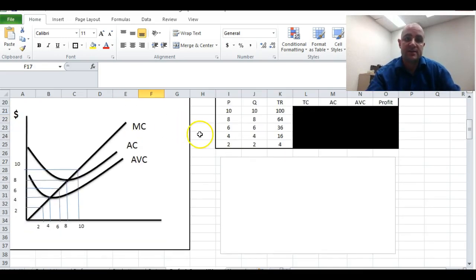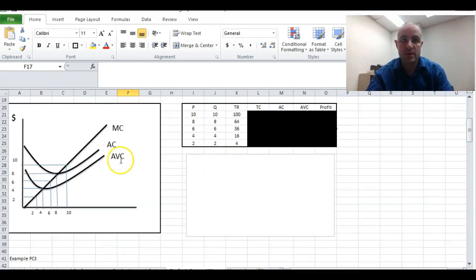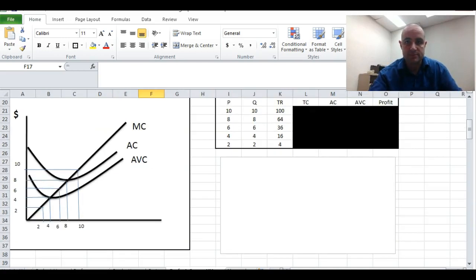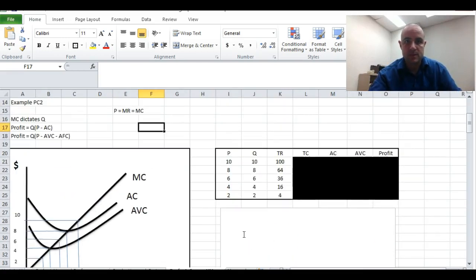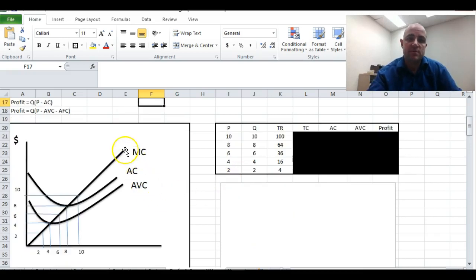So if we look down here, we have a firm, and make it a little bigger. Okay. So we have a firm and we're looking at different prices of the firm in a perfectly competitive market. So we have the marginal cost, average variable cost, and we're going to look at different prices here.